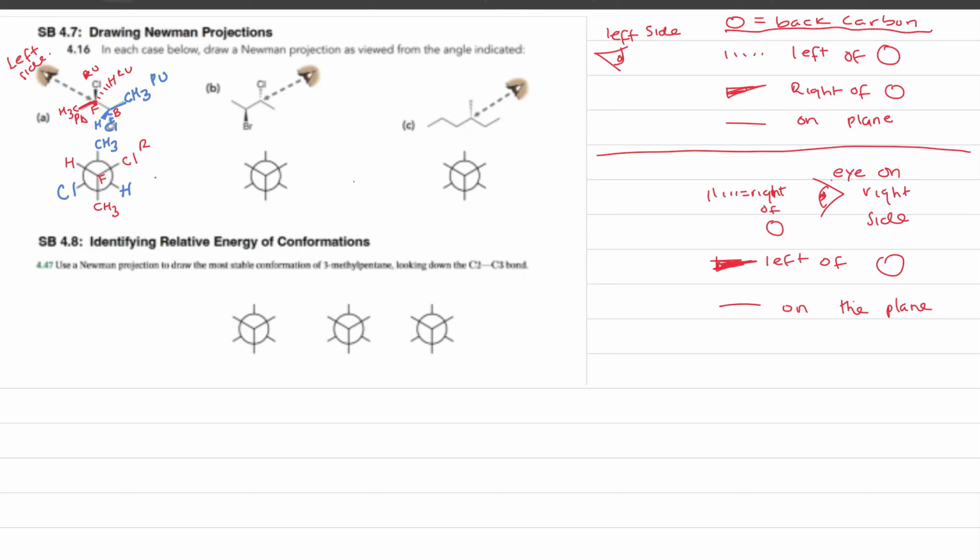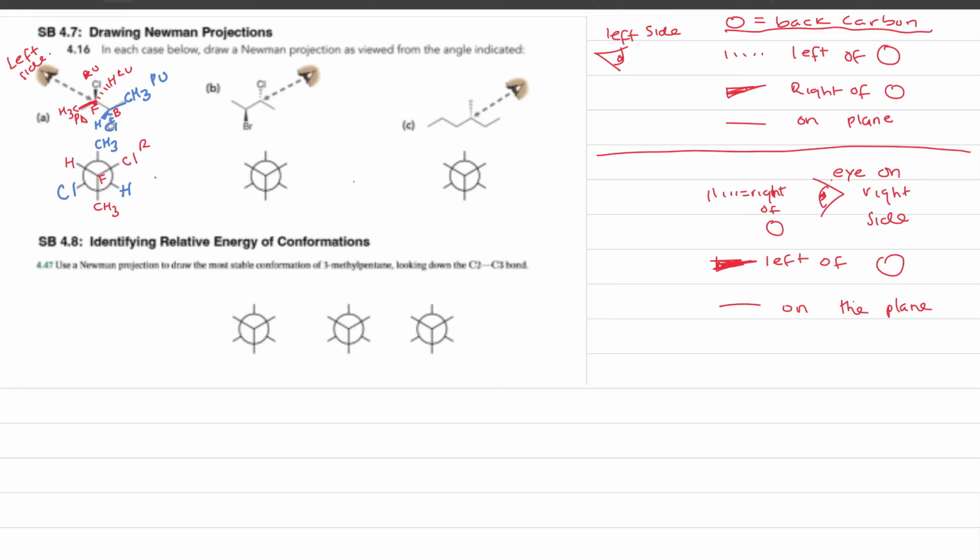So you basically always want the wedge close or the dash. This is why I'm having an issue. It's nothing like closeness anywhere. Just know if the eye is on the left, the dash should be on the left, either up or down, depending on how it's drawn on the chain. There's nothing like closeness to the eye. The only thing you can tell me about closeness is identifying the front carbon, which is the middle of the circle. That's what I can think of.